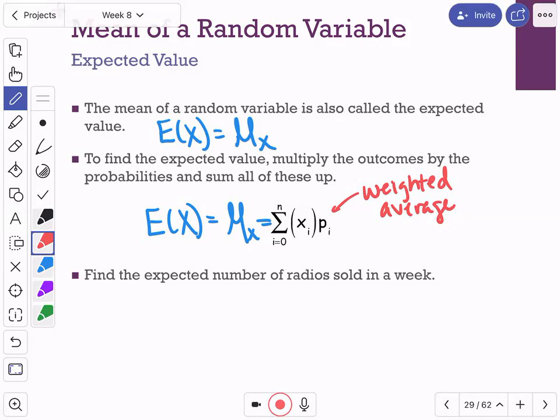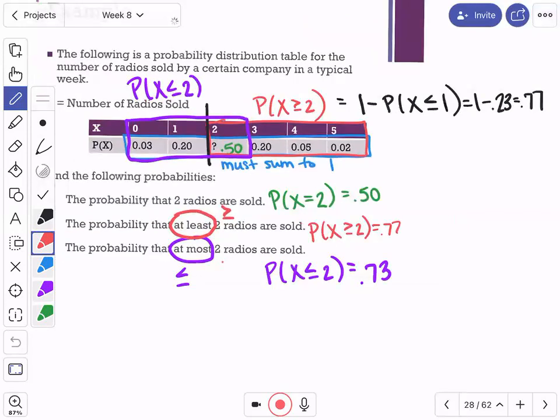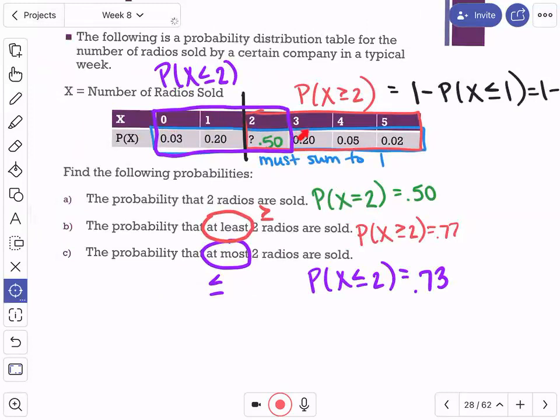That same concept is being applied here, except your percentages now are going to be your probabilities. You're going to take your probability and multiply it by, instead of your score, your X value. So if we look at the expected number of radios sold in a week, we can see from the distribution that we're expecting to sell about 2 radios a week, which means my expected value should come around that number as well. That's because you have the highest probability sitting at 2.